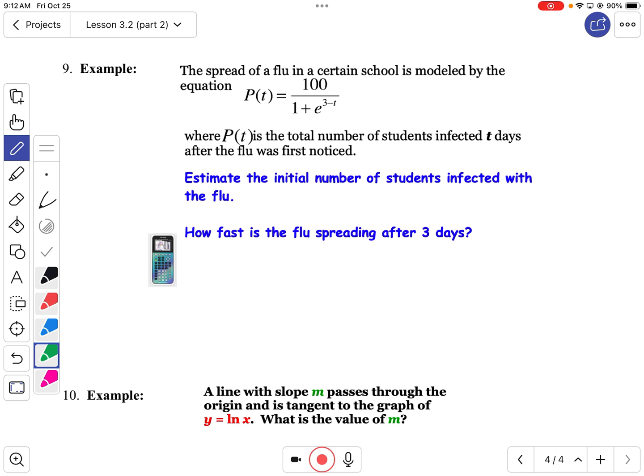Does that require any calculus? No. Okay. How many people have the flu at t equals 0? So we're going to let t equal 0, and we're going to plug that in. So I want P at 0, which is going to be 100 divided by 1 plus e to the 3 minus 0, or 100 over 1 plus e to the 3rd. Okay. We would use a calculator to get that answer.